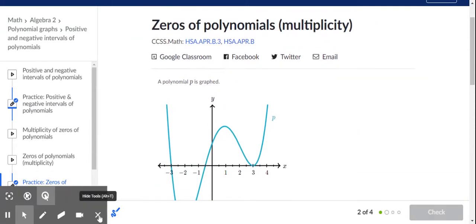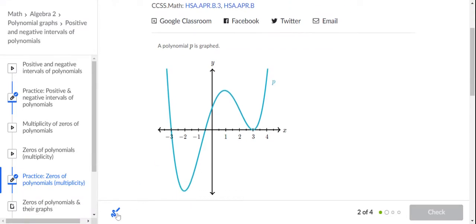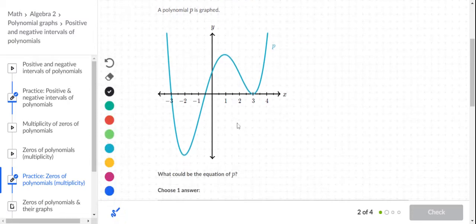Right, so next is a polynomial's multiplicity. All right, multiplicity is just meaning multiple. So what we're looking for here is we have a polynomial, it's graphed. What could be the equation, right? So the equation depends on the zeros.